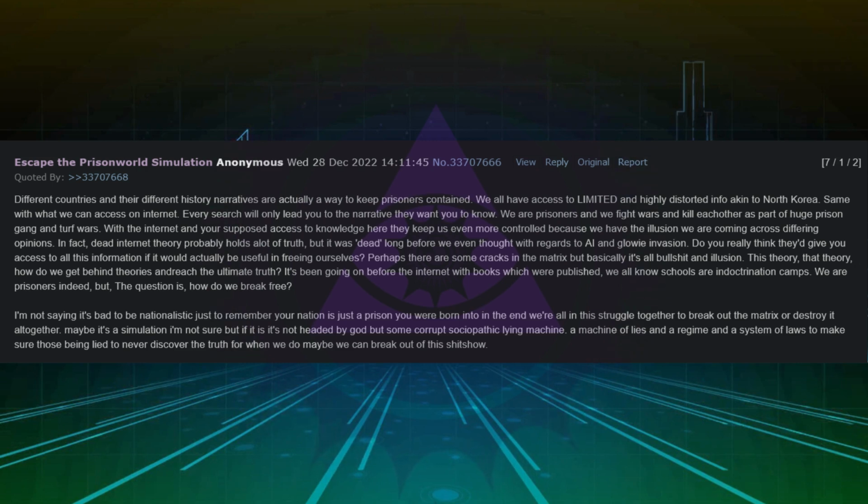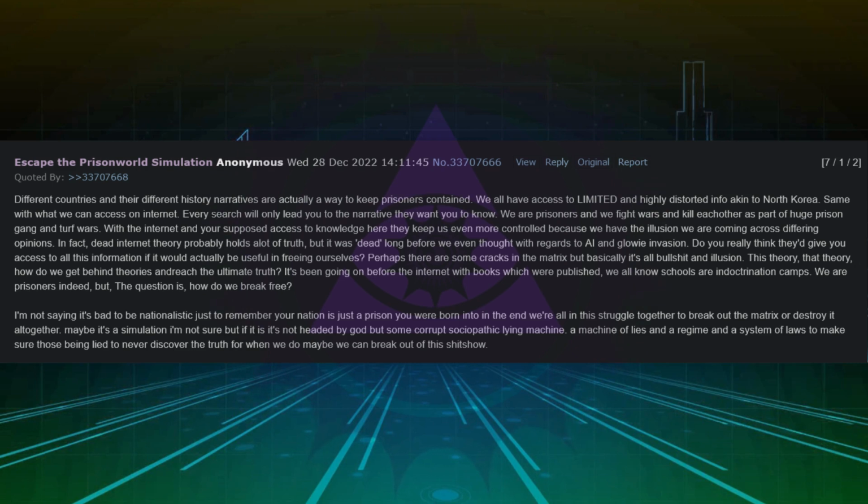With the internet and your supposed access to knowledge here, they keep us even more controlled because we have the illusion we are coming across differing opinions. In fact, dead internet theory probably holds a lot of truth, but it was dead long before we even thought with regards to AI and glowy invasion. Do you really think they'd give you access to all this information if it would actually be useful in freeing ourselves? Perhaps there are some cracks in the matrix, but basically it's all bullshit and illusion.